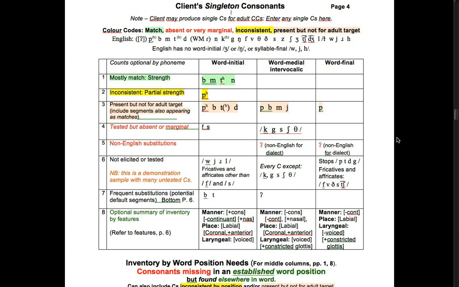All right, I see how the 3 columns word initial, word medial, and word final work. But tell me about the rows. The rows allow you to categorize the client's consonants by their presence or absence or frequency. Sometimes you might put consonants in more than one row. For instance, if a consonant matches the adult target, but it also is used as a substitution for something else, it can be placed in both the mostly matched strength category as well as the present but not for adult target category.